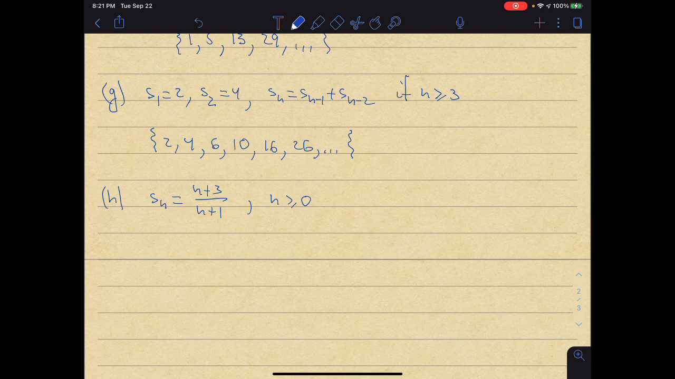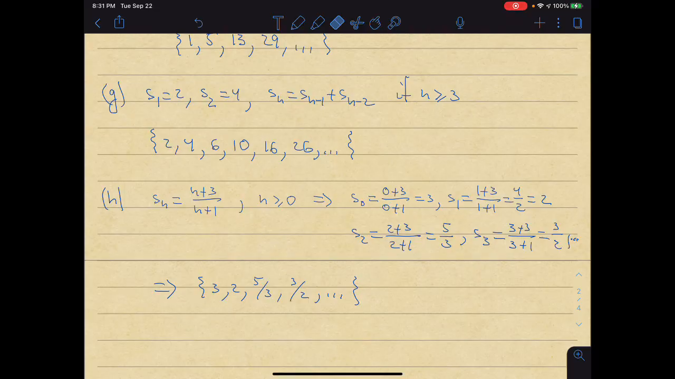So what do we have? Then we have that S0 is equal to 0 plus 3 over 0 plus 1. That is 3. S1 is going to be 1 plus 3 over 1 plus 1, or 4 halves. And then S2 is 5/3, S3 is 3 halves, etc. So if we start listing out the elements, then the sequence Sn here is going to look like this.